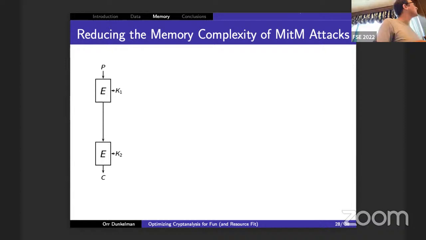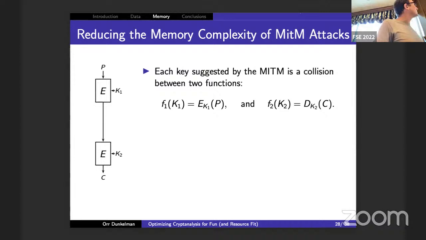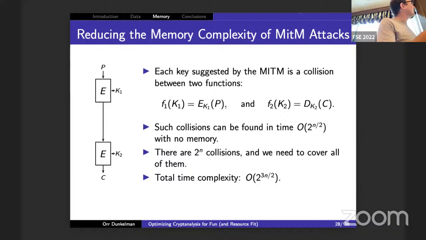Luckily for us, we can do it in a memoryless manner, because if you look at it, there are two functions here. One goes from P to the middle and one goes back from C to the middle. Memoryless collision finding can be done in time 2^(n/2). We need 2^n of these collisions to know that we covered everything, but you can do it in 2^(3n/2) without any additional memory. I will remind you later how this works.